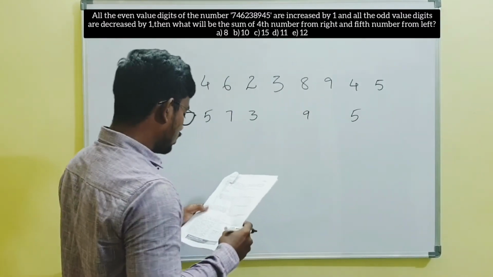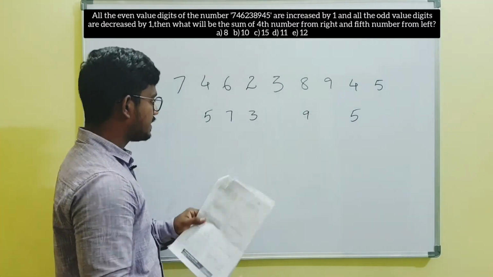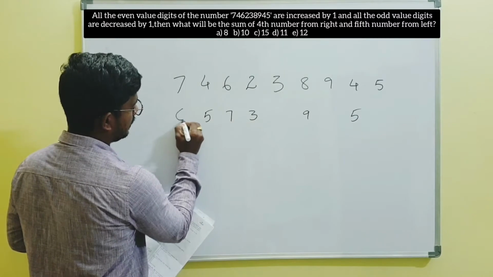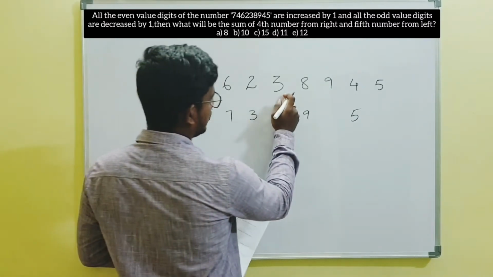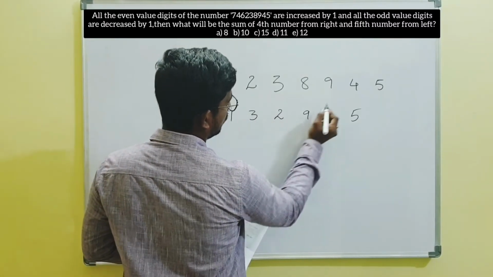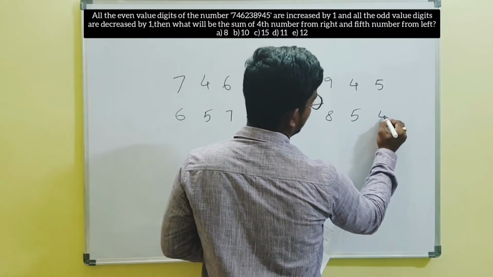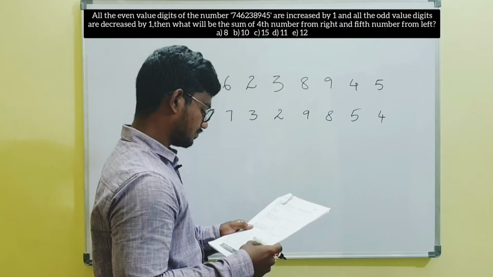And all the odd value digits are decreased by 1. So here the odd digits are 7. Decreased by 1, it becomes 6. Decreasing 3, we get 2. 9, we get 8. 5, we get 4 by decreasing one value.